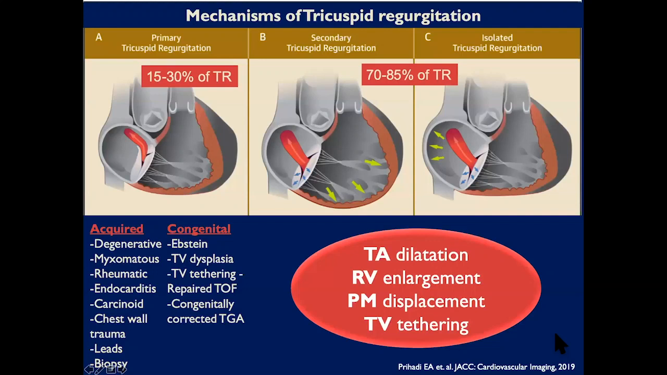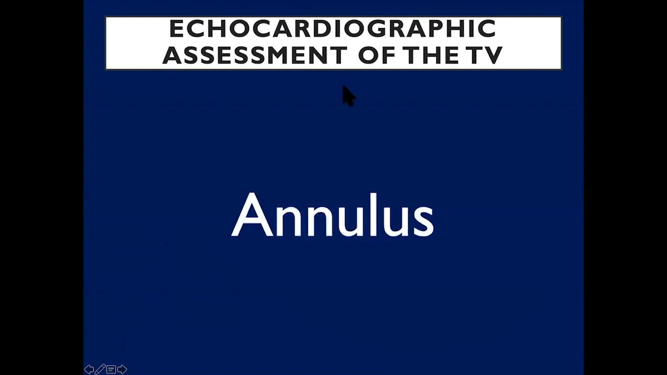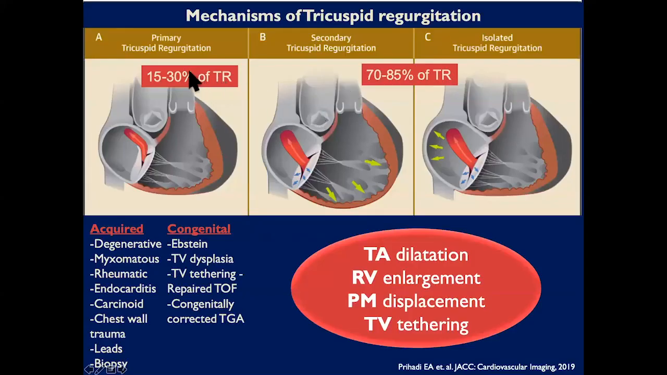So let's take a moment here to look at the mechanisms of tricuspid regurgitation. So tricuspid regurgitation can be caused by primary causes or organic causes. This accounts for 15 to 30% of tricuspid regurgitation, and we saw some examples in the previous slides, including myxomatous disease, rheumatic disease, endocarditis, carcinoid, chest wall trauma, biopsy-related damage to the tricuspid valve, and lead-related damage to the tricuspid valve. There are also congenital causes of primary tricuspid regurgitation, including repaired tetralogy of Fallot, Ebstein's anomaly, and tricuspid valve dysplasia, and so forth.